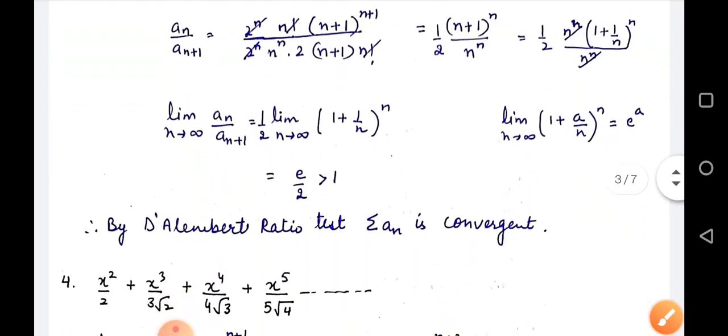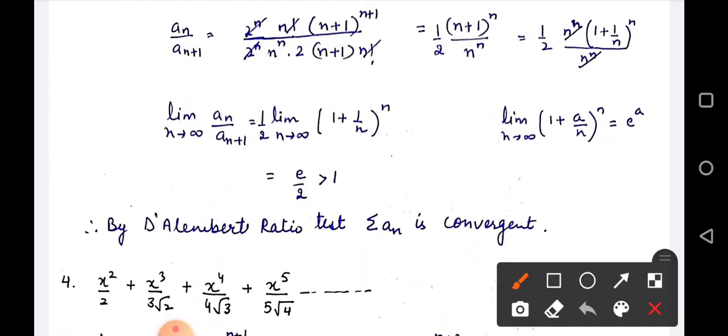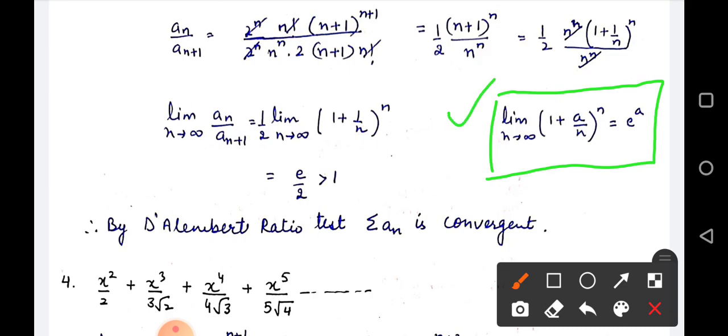We have the result limit n approaches infinity. You have to remember this result, so write it down to remember. Limit n approaches infinity, 1 plus a upon n to the power n is always equal to e to the power a. So here a is 1, so it is e to the power 1. So it is e by 2.